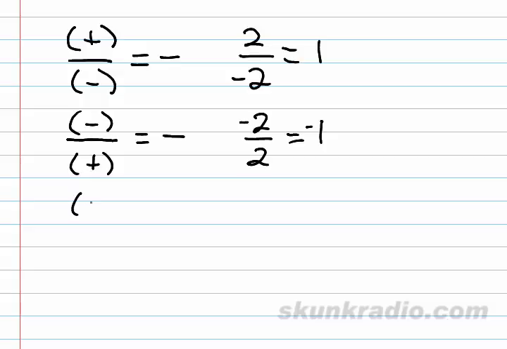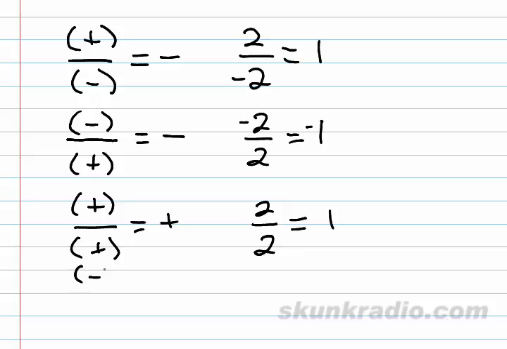And then, I guess I didn't show you the simplest case. If we had positive divided by a positive, that's going to be a positive, and that's the normal way we're used to looking at the problems. 2 divided by 2 is equal to 1. And then finally, negative divided by a negative is going to equal a positive. So that's like saying negative 2 divided by negative 2 equals positive 1.